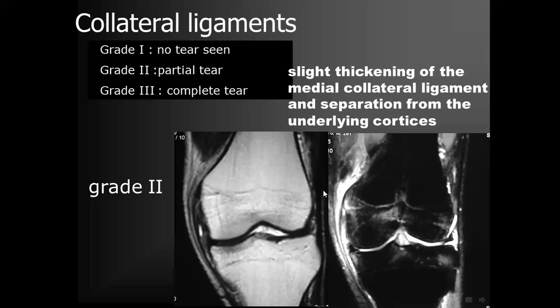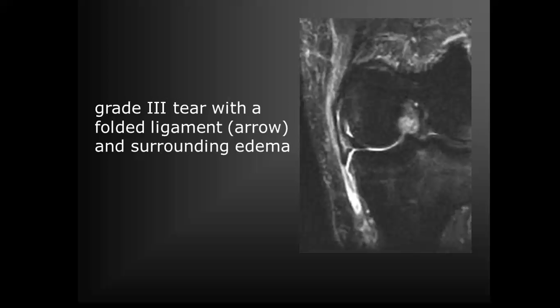The collateral ligaments: this is the normal, this is the abnormal, and here we find some edema around, slight thickening of the medial collateral, separation from the underlying cortices, which should be coapted here and there. So the presence of fluid separating this band away from the cortex denotes separation, and this separation is partial tear. A complete tear will be seen as interruption, and the ligament is folded up with surrounding edema.